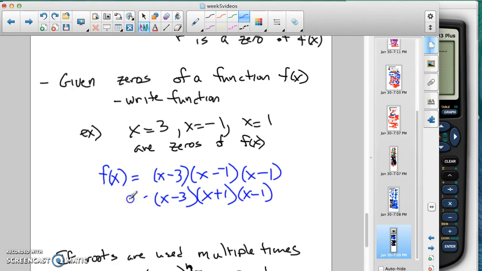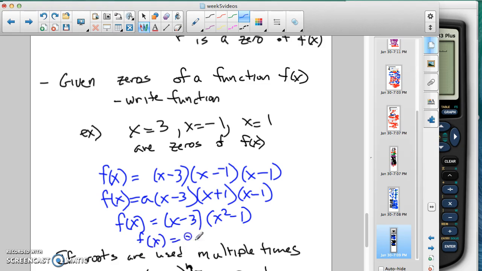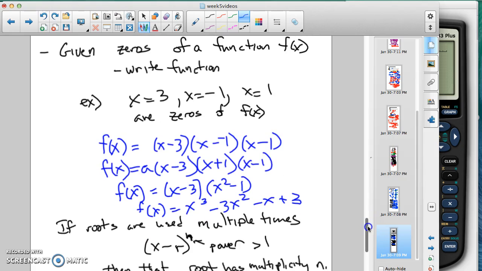We could put a value of a in front of this, but it would still have the same zeros. So if we put another number in front of this, there could be several functions that have these 3 zeros. If we multiply this out, we're going to get x minus 3 times x squared minus 1. So our function is actually x cubed minus 3x squared minus x plus 3. That's the function that has these 3 zeros. We multiply this together using FOIL.